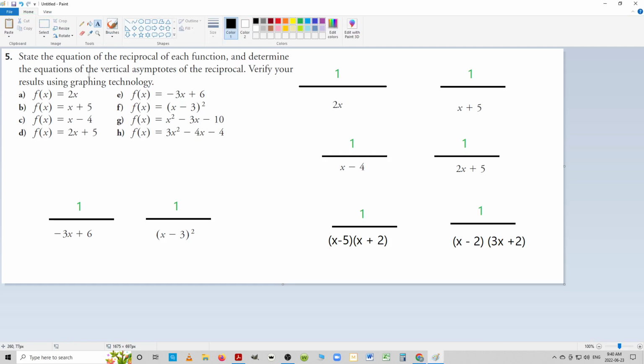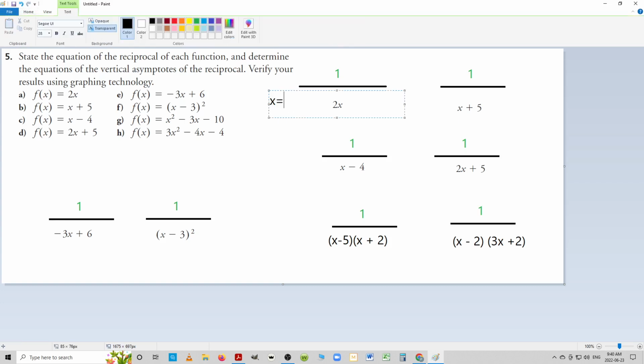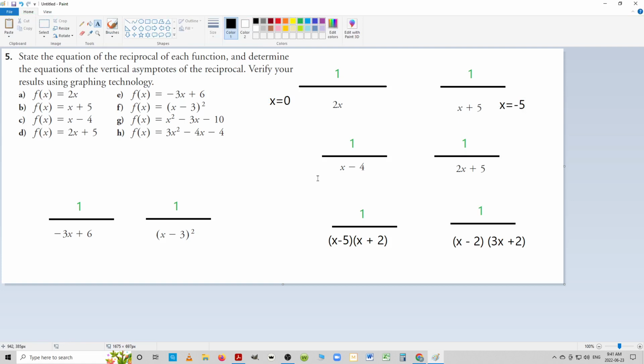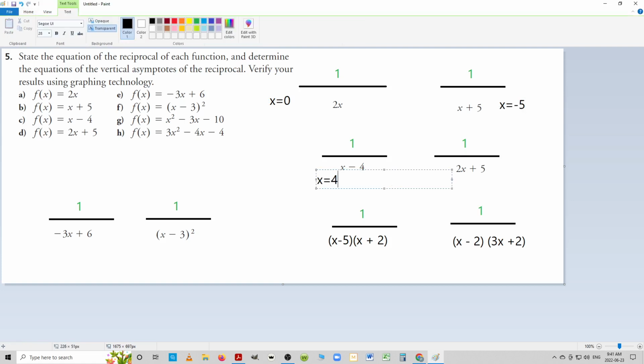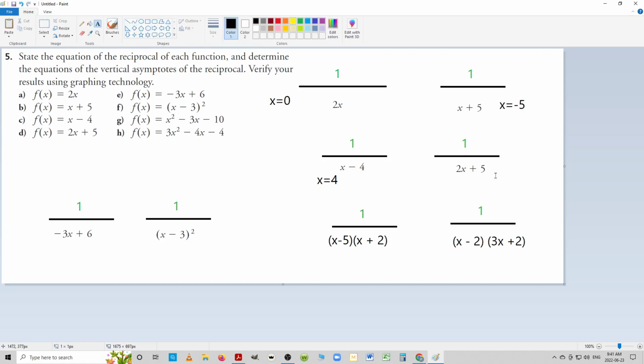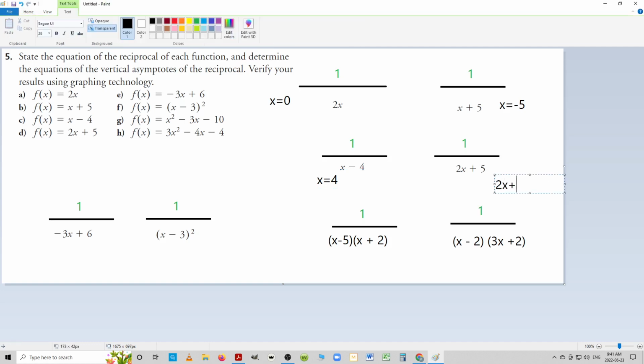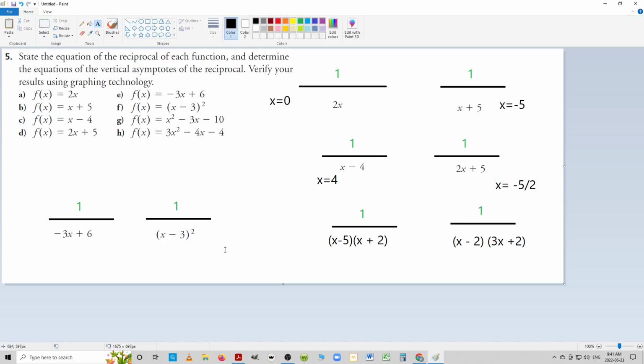And then they want us to determine the vertical asymptote and verify your results graphing. So the vertical asymptote here is going to be x is equal to 0, because that's what creates a 0 in the denominator. Here the vertical asymptote is going to be x is equal to minus 5. Here the vertical asymptote is going to be x is equal to 4, because that's what creates a 0 in the denominator. Here you set the whole thing equal to 0, and then you solve it.